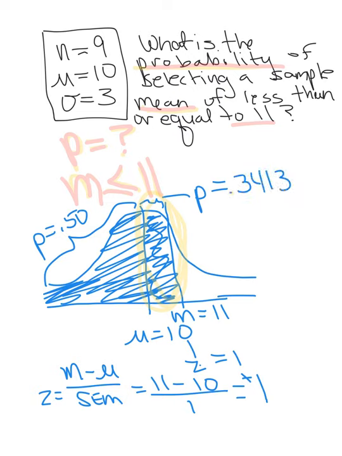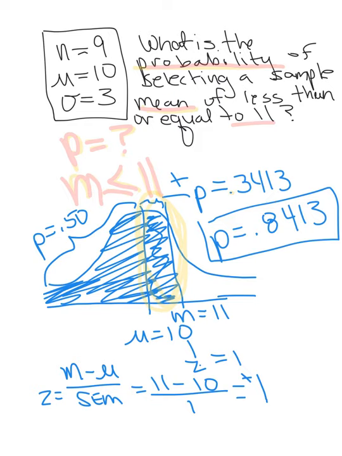0.3413. Now we want to add these two together to get the total proportion or probability. So P equals 0.8413. That's your final answer for selecting a mean of less than or equal to 11, that probability value. So one other couple of examples.